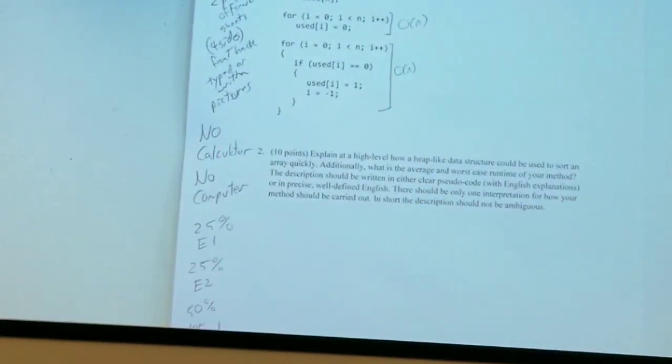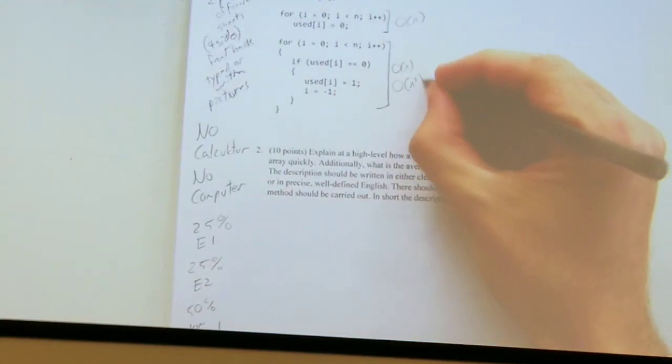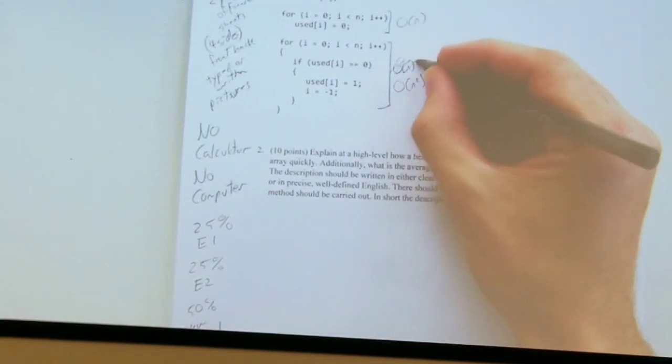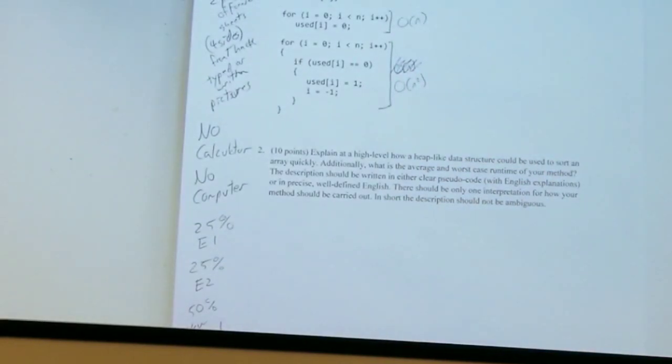You're going to fail it. Is it? This is O of n squared. Whoa. Okay. Whoa. Why would it be O of n squared?